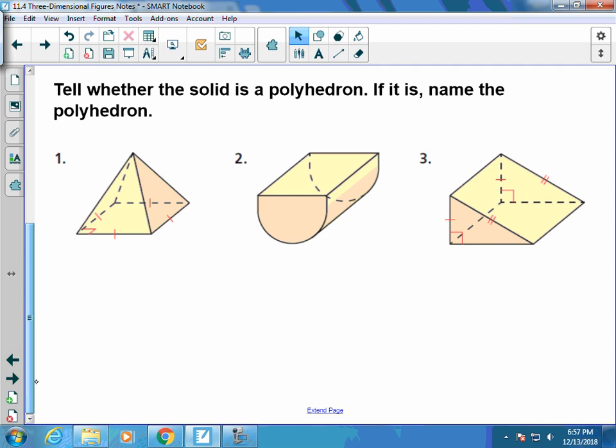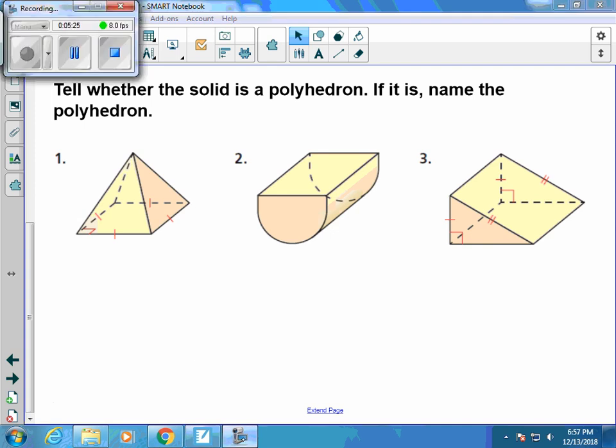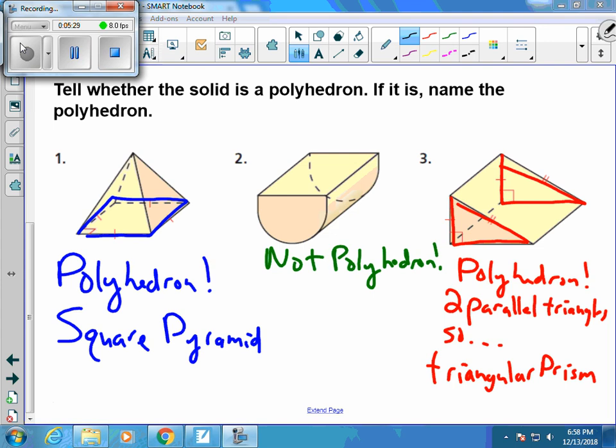So what you're going to do now is try the same thing. I've got 3 more 3-dimensional shapes. I want you to pause the video and tell me if these shapes are polyhedrons or not, as well as if they are a polyhedron, tell me what the shape is called. Here we go. One was definitely a polyhedron. I see the polygon there. The base is a square, so that's what I'm using to identify this. And it's a pyramid because I don't have 2 parallel squares. I see that polygon coming to a point.